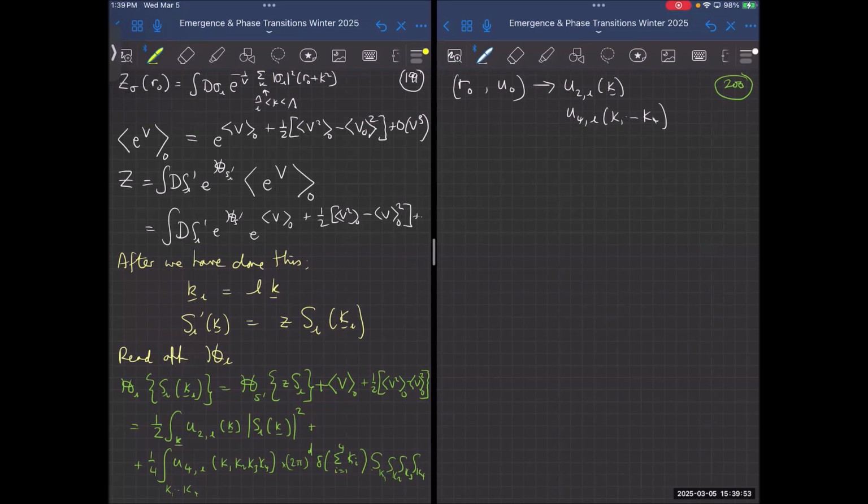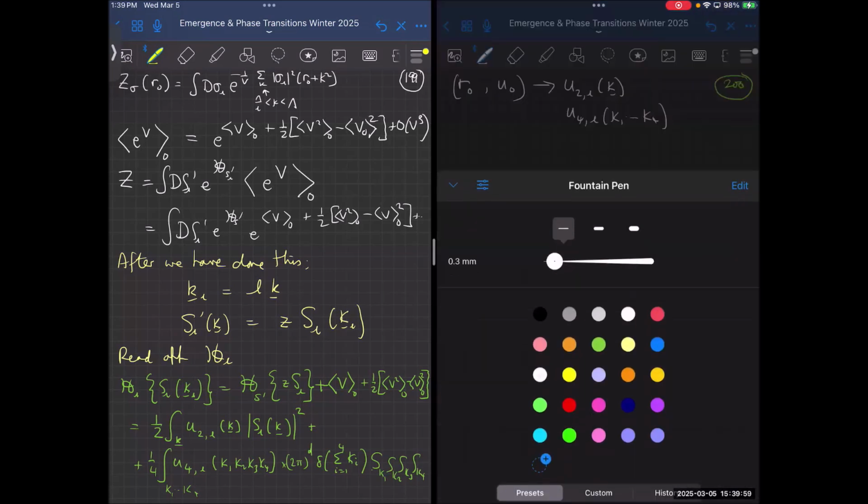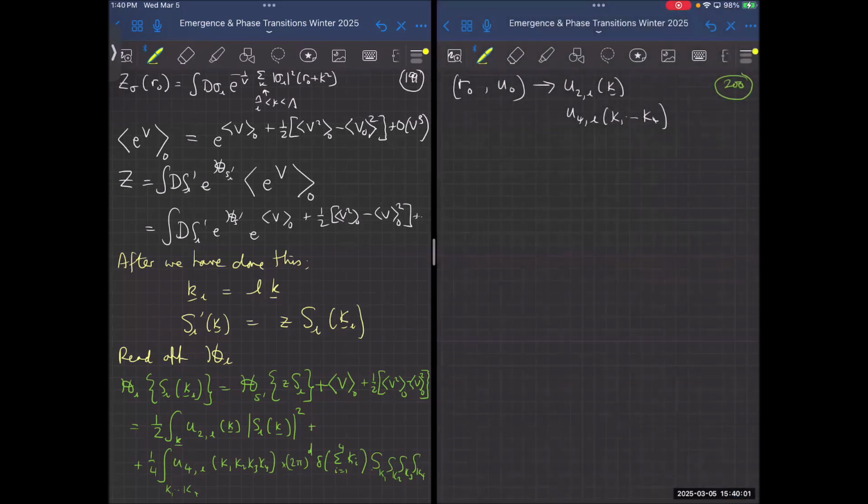Okay, so I'm now going to tell you what the result is when you do these calculations. And then I'm going to tell you roughly how you get that. So once we've done this, what do we do then? The result of this is once I have this, that gives me RG recursion relations.